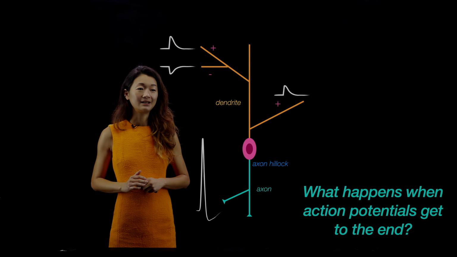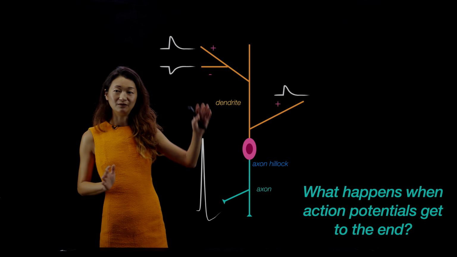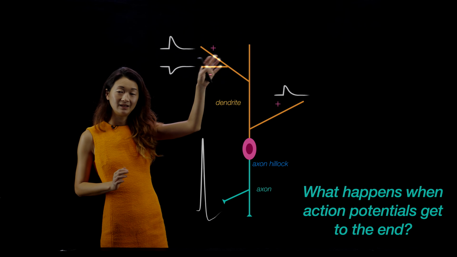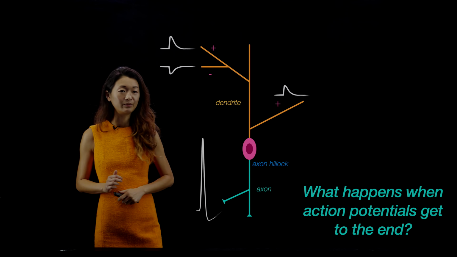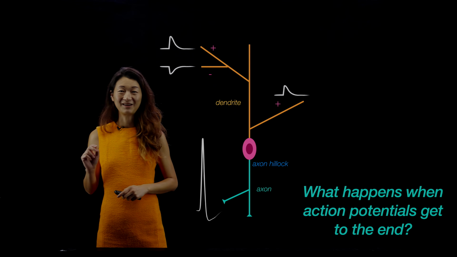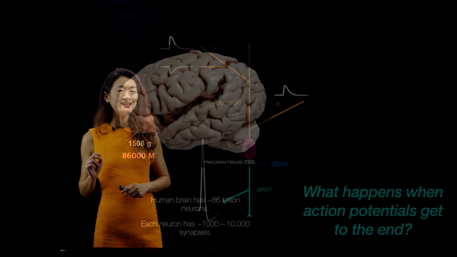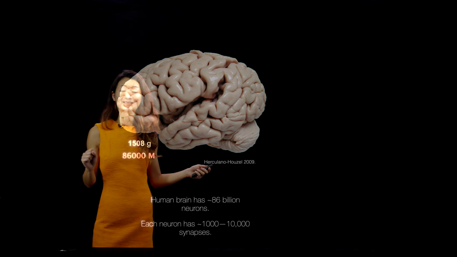So that is what happens. I've walked you through the process of the cell receiving inputs, deciding whether or not to generate an action potential, and then the action potential propagating all the way down to the end of the axon terminal. So what happens at the end? All right, I've already given you a preview here. What happens at the end is a special set of structures in your brain called synapses.